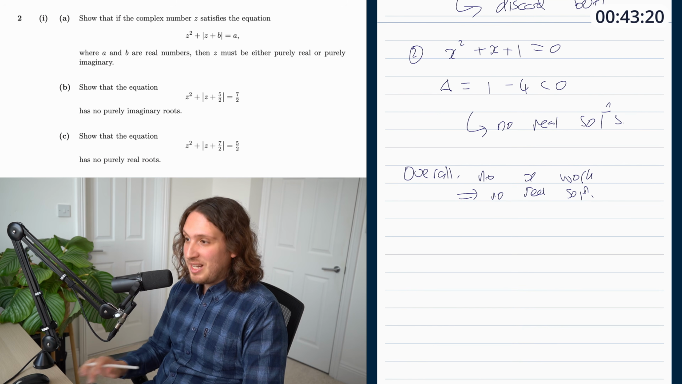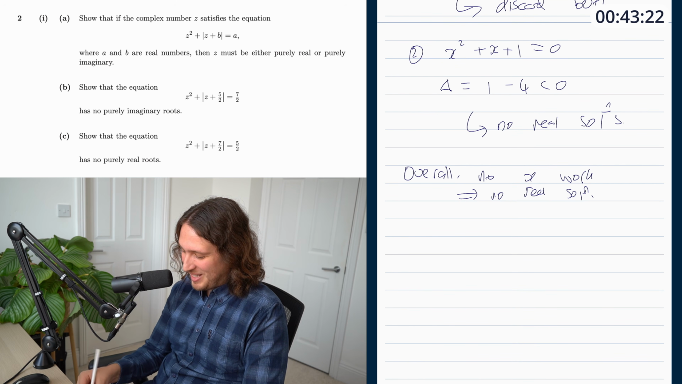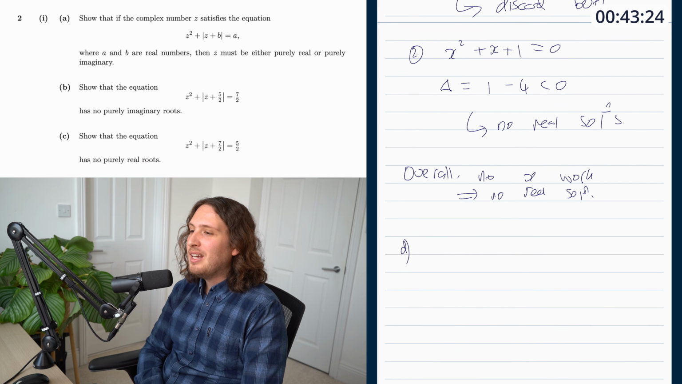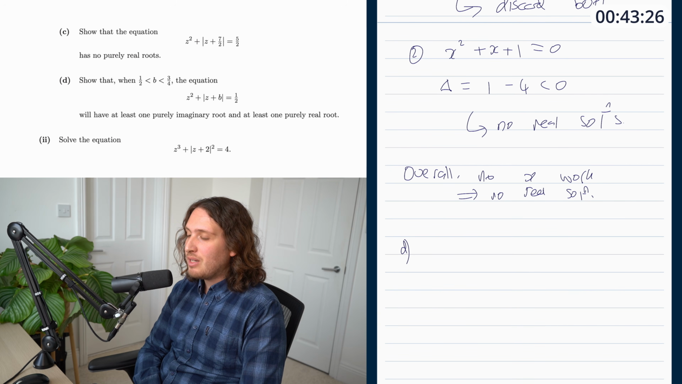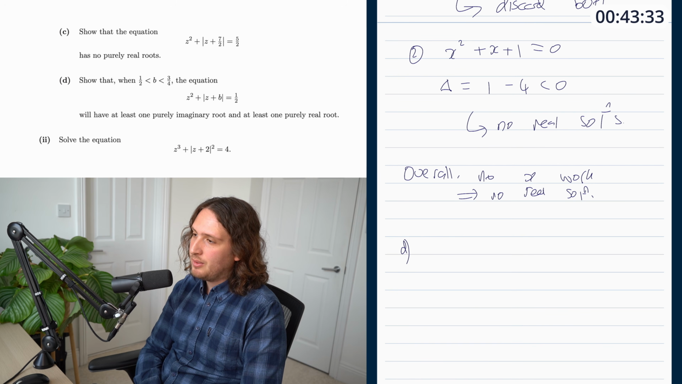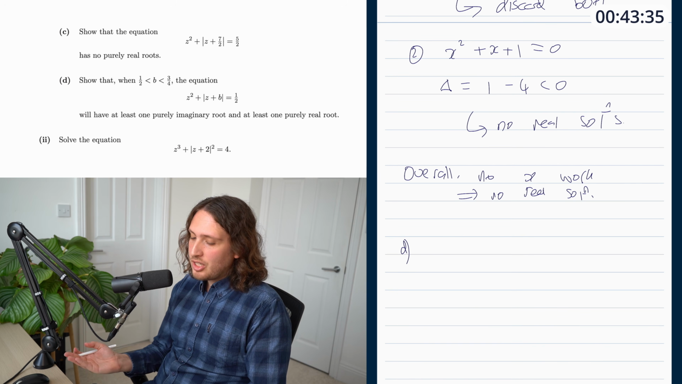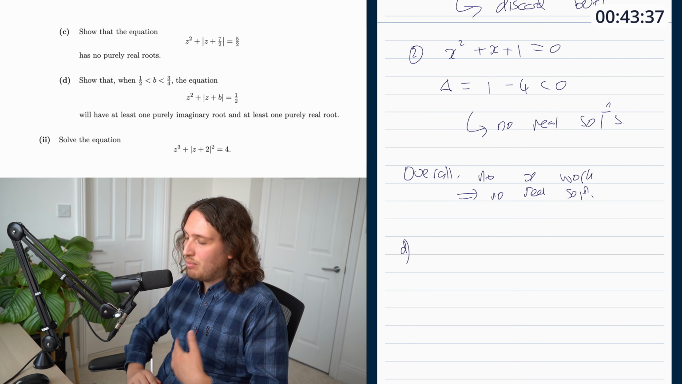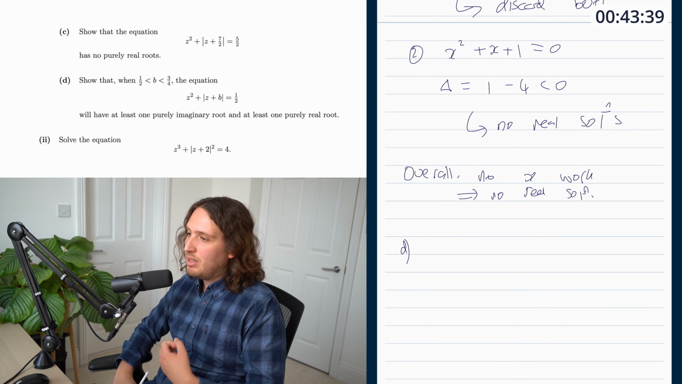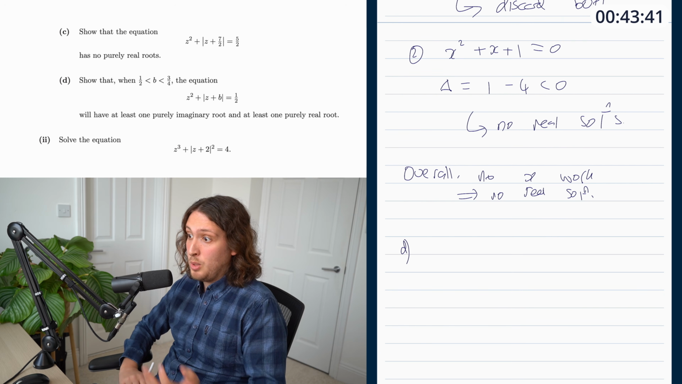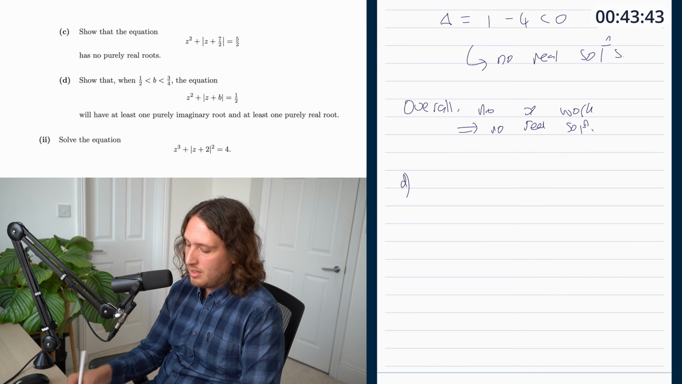Okay, we're at 42 minutes. I feel we're making up our lost time in this problem. Maybe I'm speaking too soon. So part D, I'm given a range for b, and I need to show that this equation will have one purely imaginary and one purely real. Well, I can just take the two cases. I can plug in pure imaginary, plug in pure real, and hopefully this time I'll find a solution.